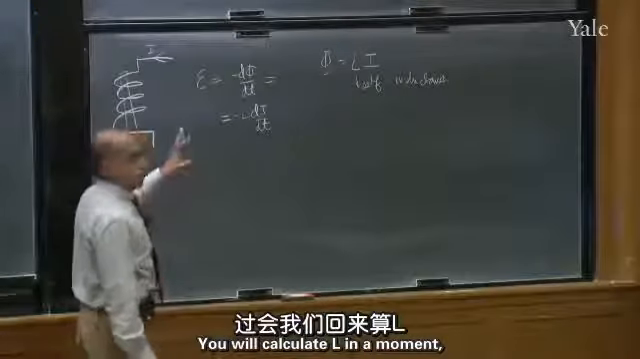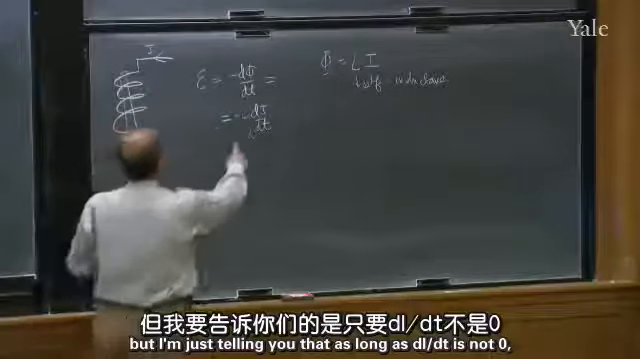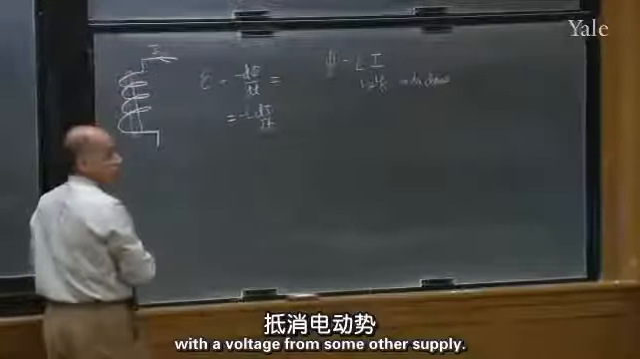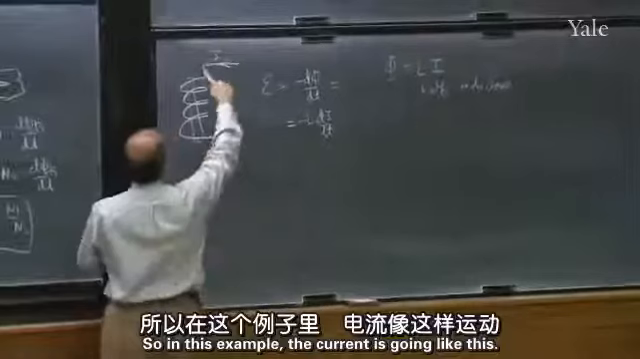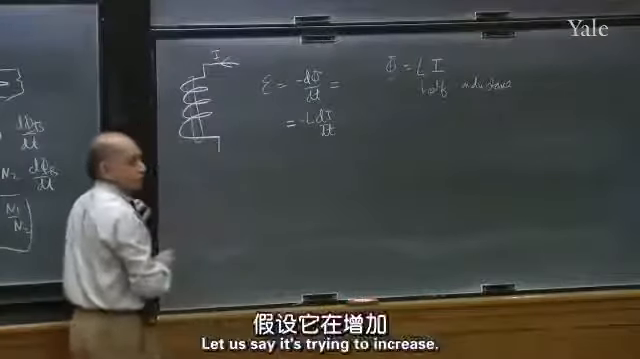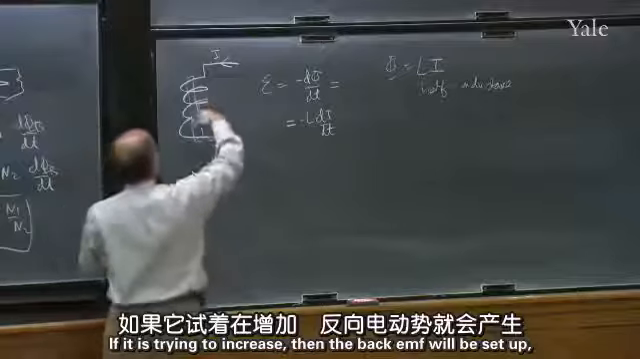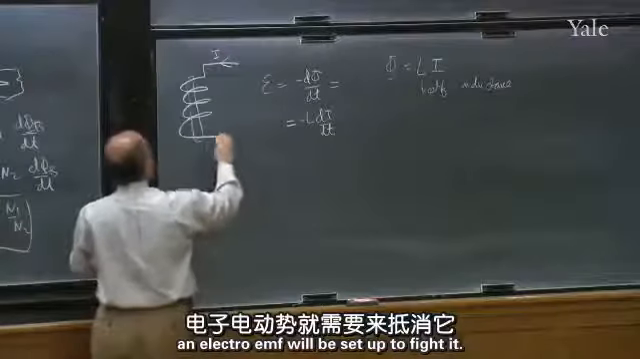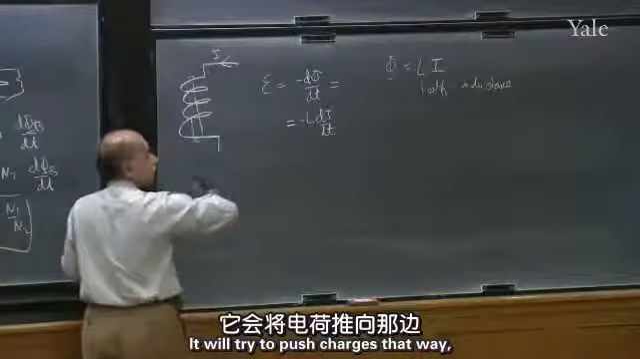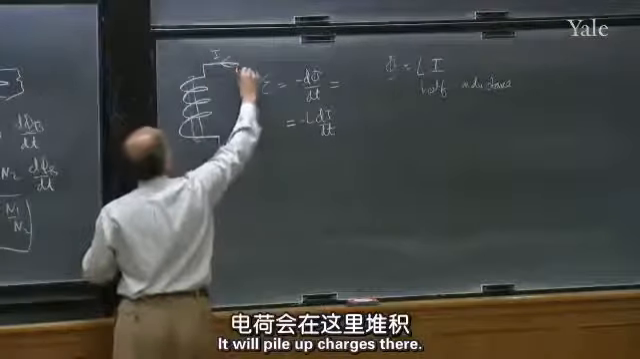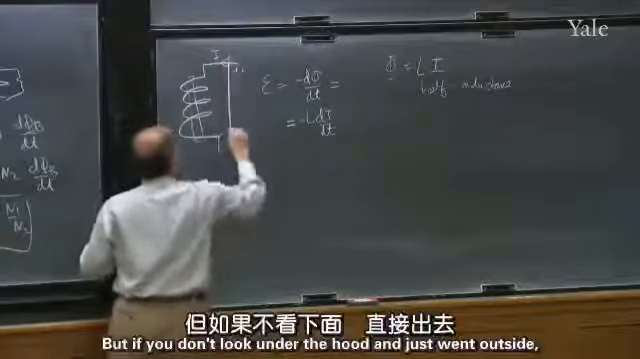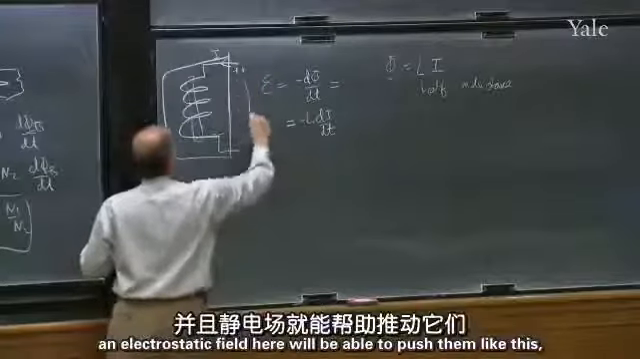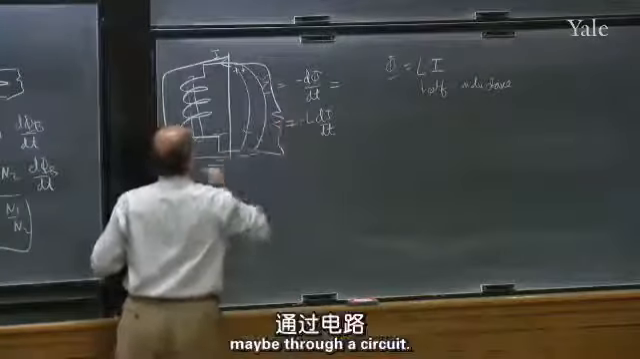We will calculate L in a moment, but I'm just telling you that as long as di/dt is not 0, you will have to oppose the back EMF with a voltage from some other supply. So in this example, if the current is going like this, let us say it's trying to increase. If it is trying to increase, then a back EMF will be set up to fight it. It'll try to push charges that way, from this terminal to that terminal, and you'll pile up charges there. But if you don't look under the hood and just go outside, you'll have plus charges and minus charges. An electrostatic field here will be able to push them like this, maybe through a circuit.